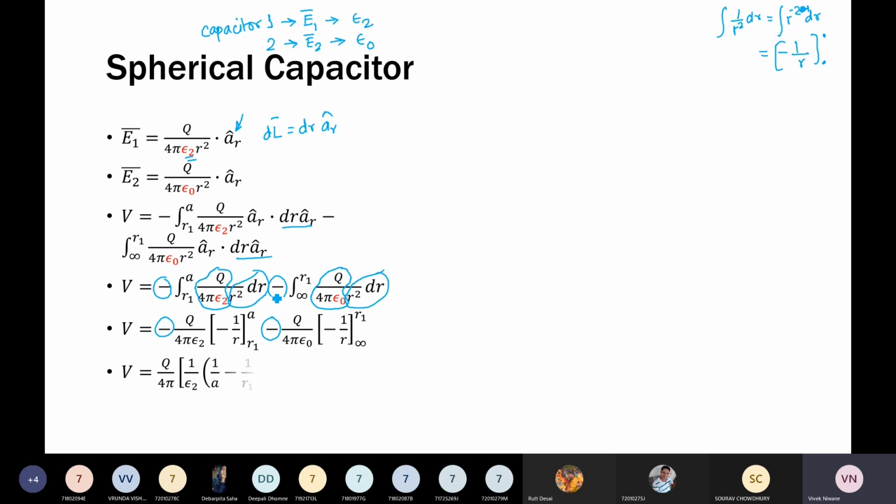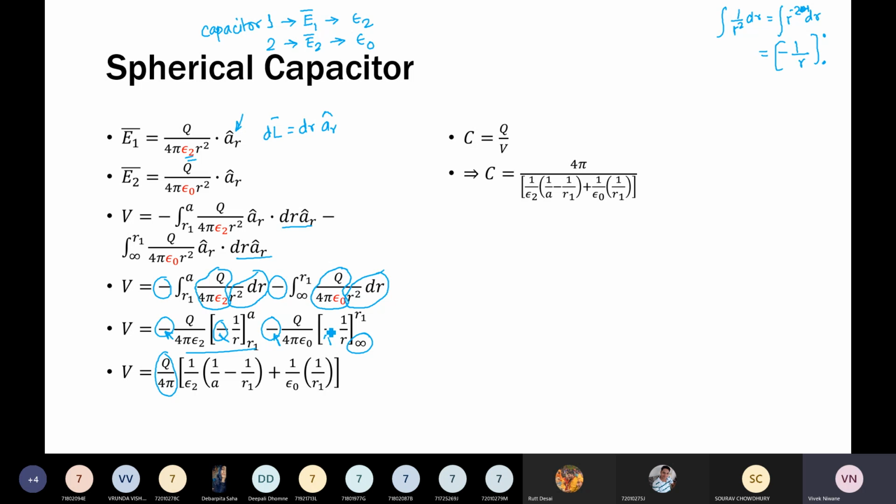So put the values we will have. From this we will have q upon 4 pi as a common. In the first term we have 1 upon epsilon 2. Put the limits 1 upon a. ये जो निगेटिव था, ये निगेटिव निगेटिव यहाँ पे मर्ज कर दिया. Okay, so 1 upon a minus 1 upon r1, because we know that 1 upon infinity is going to be 0. So doing this mathematics, put the value of v in the expression of capacitance, that is c is equal to q upon v.